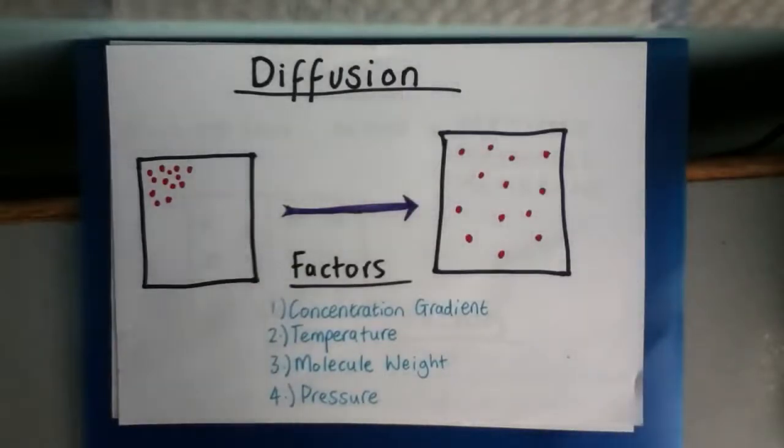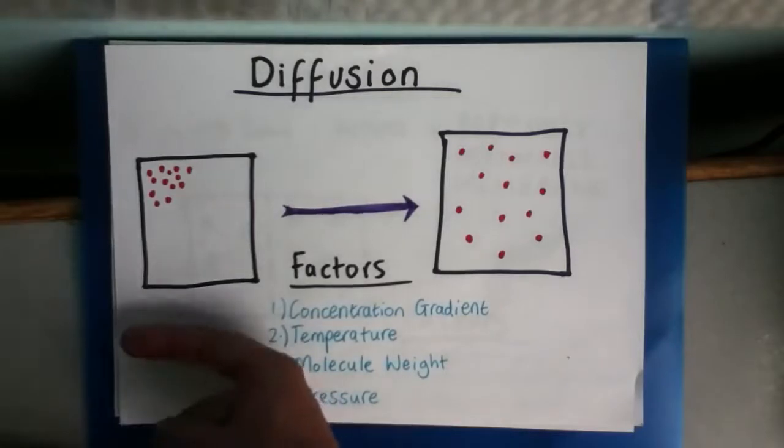The third is molecular weight. Molecules which are heavy will move around slower, and molecules which have a low molecular weight will move out faster. So if the molecular weight is low, diffusion will occur faster, and if the molecular weight is high, diffusion will occur slower. And the fourth is pressure.